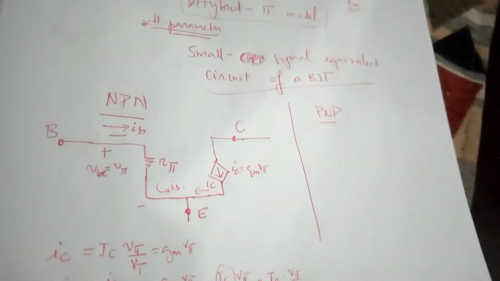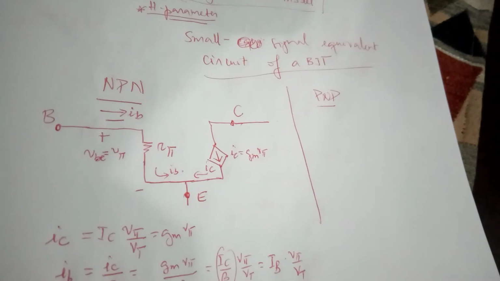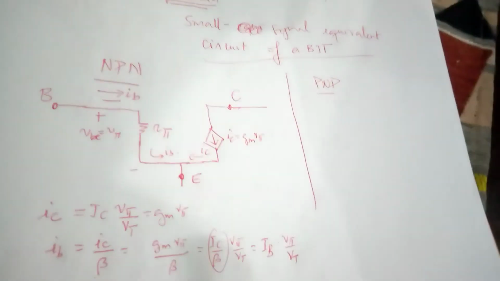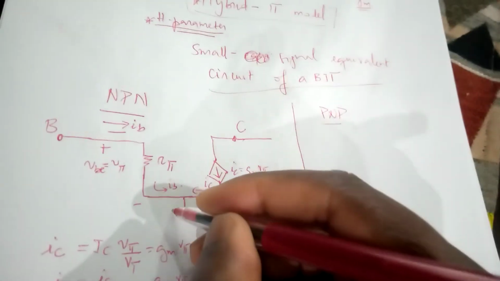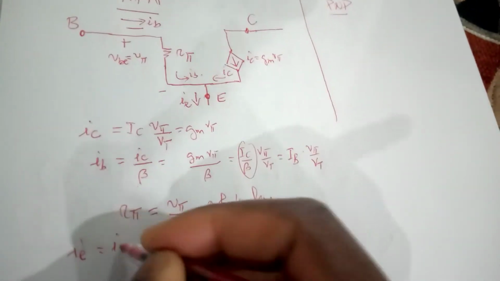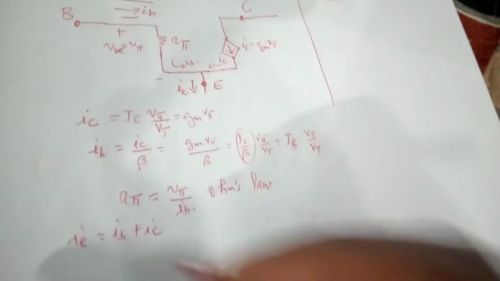Okay, so now very important, we stick with that for now. We go to PNP. In the PNP case scenario, as we know, IB flows from the emitter now to the base. But before we go there, let's just remind that there's also an emitter AC current, IE, which is still IB plus IC. Right, very important.